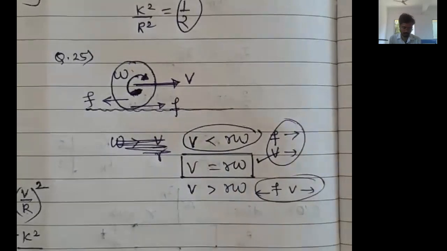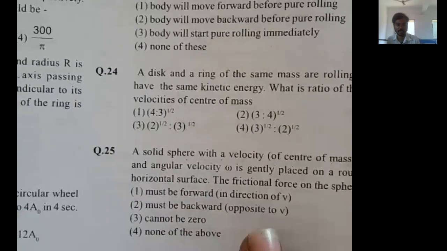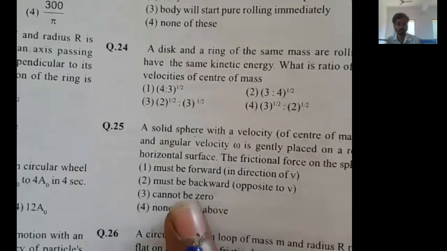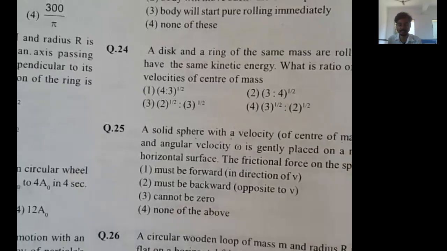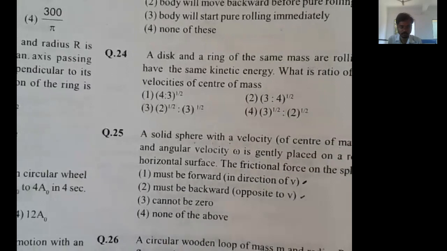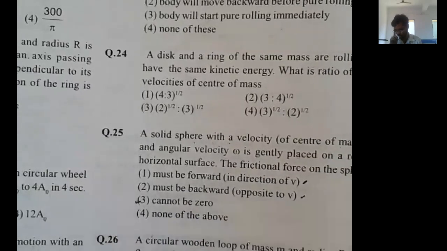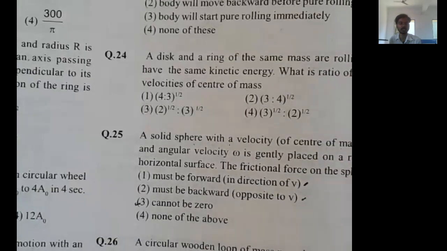So what should be the answer? Friction must be forward, means in the direction of v; opposite to the direction of v; cannot be zero; none of the above. What we can say is this depends on the situation. Okay, it cannot be zero means it will be zero in which case?